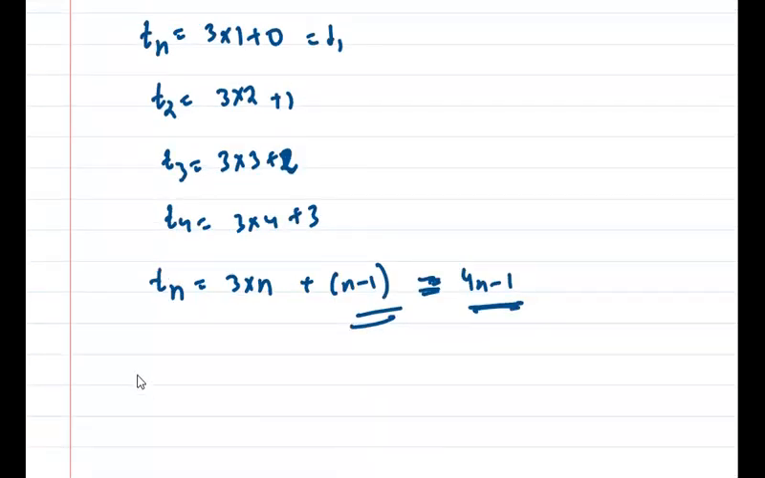Okay. So now can you find T50? Tell me. Now can you find T50? What is T50 now? It will be what? 4 into 50 minus 1. Yes or no? Yes, very good. It will be 199. Clear, everyone?